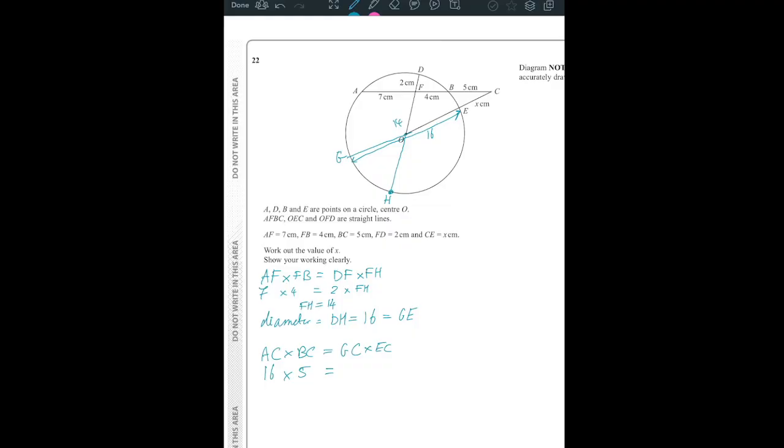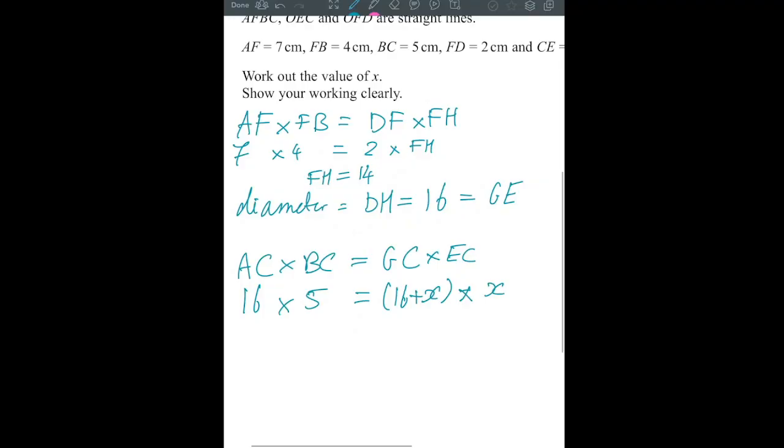GC is 16 plus the x. So I want to get all the way out, times EC, which is just an x. So if I expand, simplify and sort this out, I've got 80 equals 16x plus x squared. It's a quadratic, so let's make it equal to 0. I'm moving the 80 over.